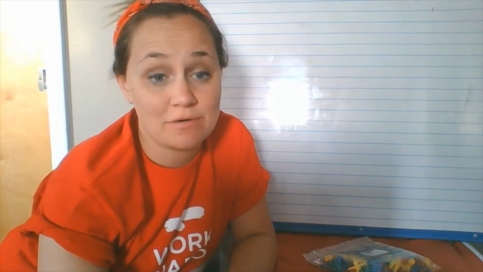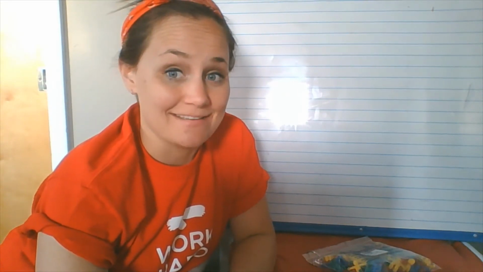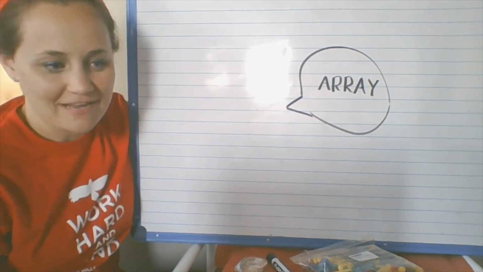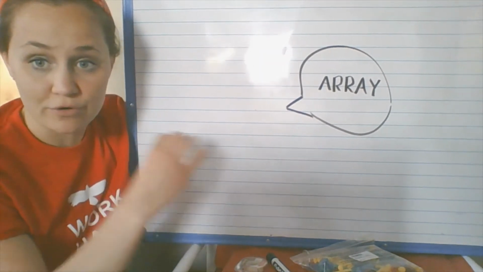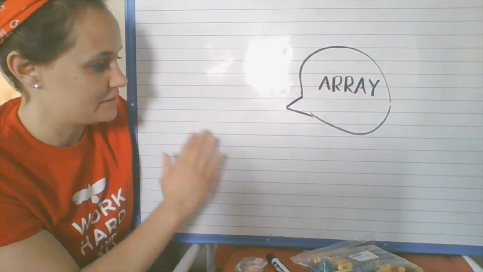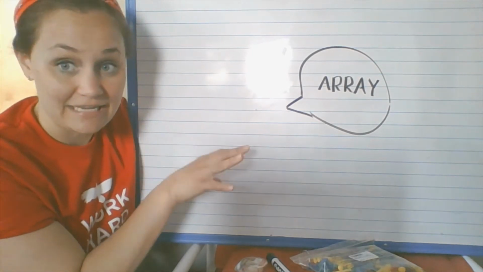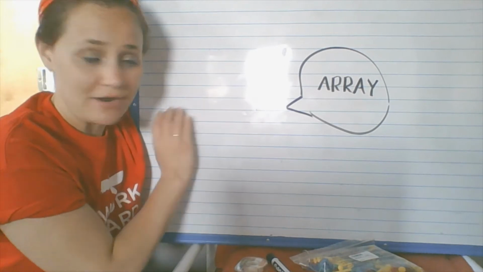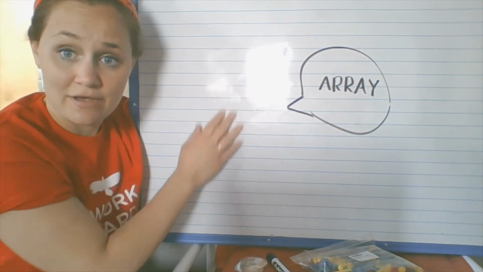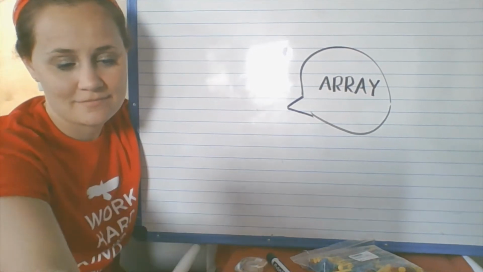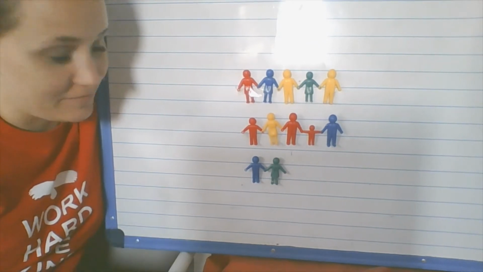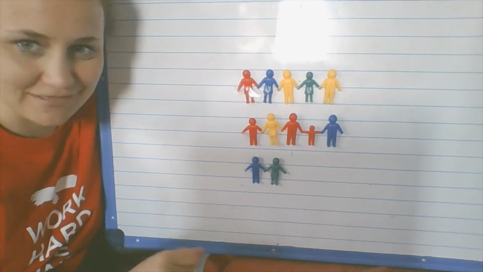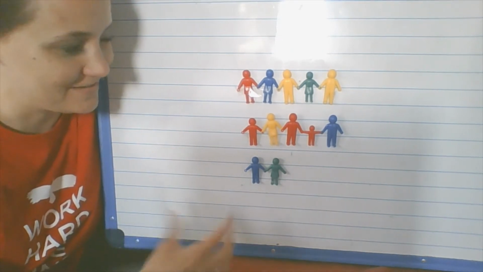Now let's talk about what an array is. An array is just kind of like a fancy way of saying an order or a collection of things, usually in a linear formation, like in lines, from left to right in rows and columns. Here's an array of people, and thank you, Teddy and your family, for donating these cute little connecting people. That's an awesome math tool.